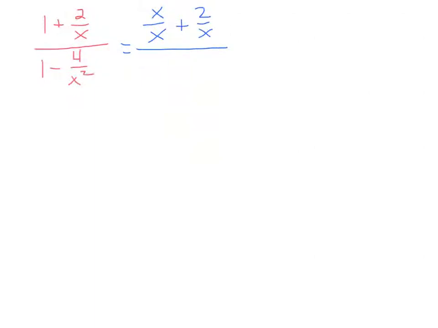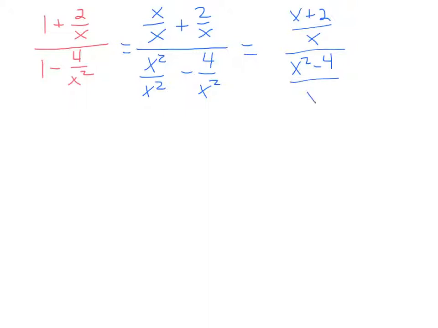We will add the two terms in the denominator together, and the common denominator down there will be x squared. So I'll multiply the 1 by x squared over x squared. So that will look like this. We're adding the numerators, so we have x plus 2 over x, and x squared minus 4 over x squared. Now we have one fraction divided by another fraction, so we need to flip the second one and multiply.